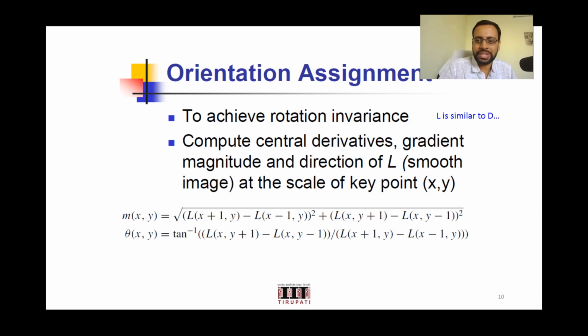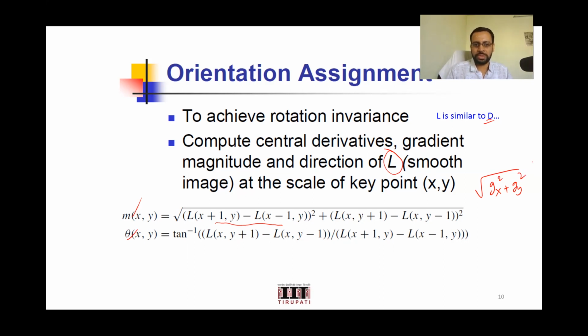So for example, you have now a smoothed image L, or you could call it the difference of Gaussians if you are representing it with D. This is how you would be computing the magnitude and the gradient of the pixel there. You are computing a derivative in the x direction, and the square of this difference is taken there. It's the square root of the gradient in the x direction squared plus the gradient in the y direction squared. That's what would give you the magnitude.